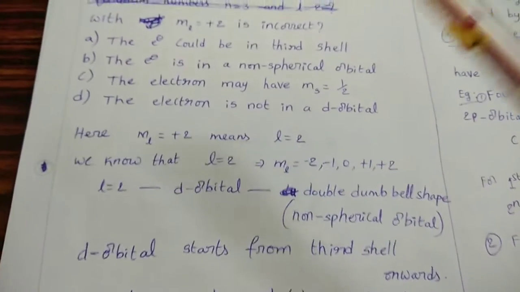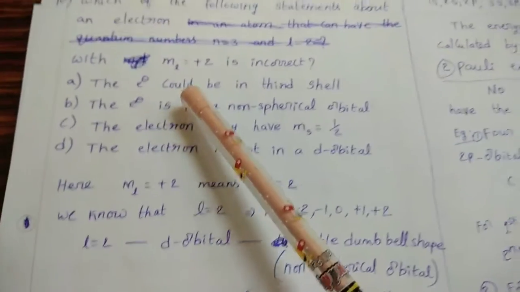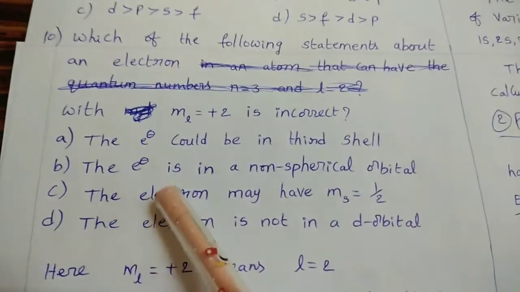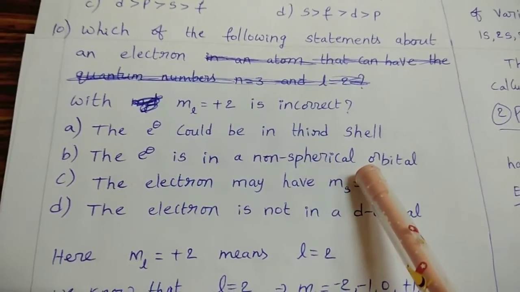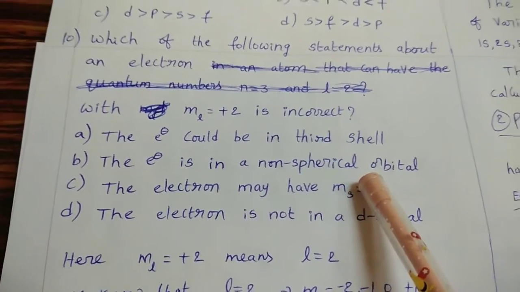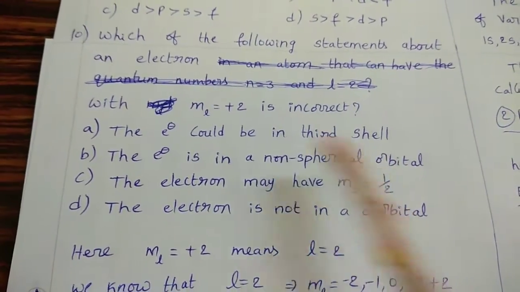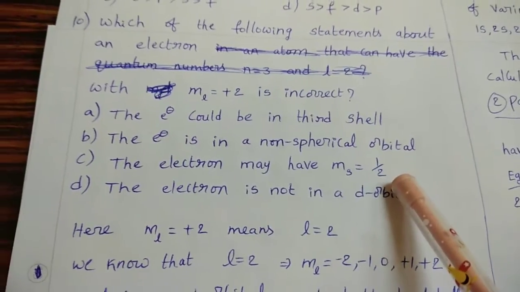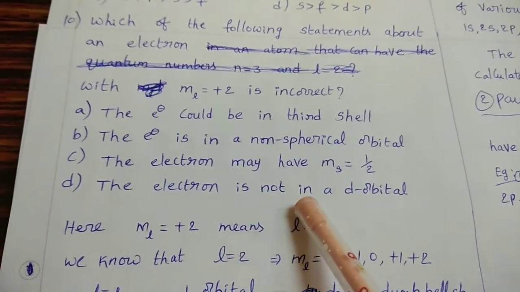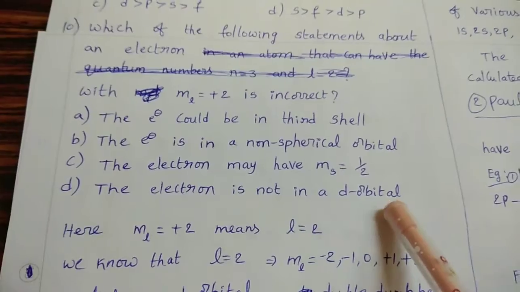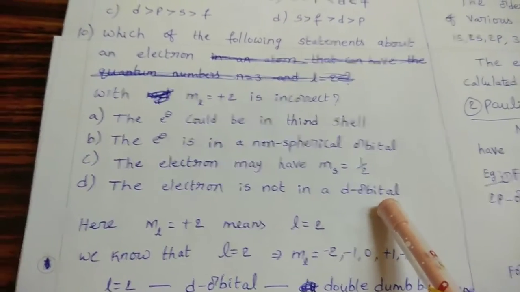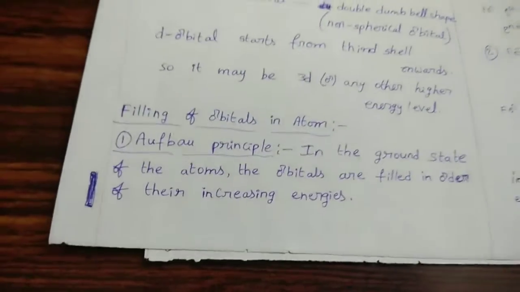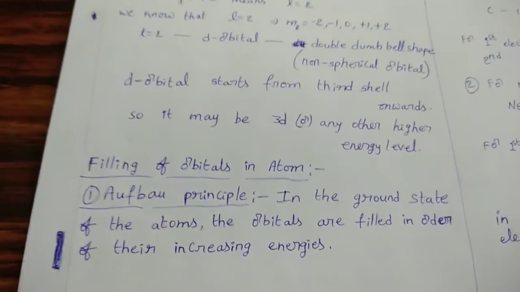Now see the options. The electron could be in the third shell. That is correct. The electron is in a non-spherical orbital. That is also correct. The d orbital shape is double dumbbell, which is a non-spherical orbital. The electron may have spin quantum number ms equal to plus half. That is correct. The electron is not in a d orbital. This is wrong. So this is the answer for this question, the incorrect statement. Next. See the next one. So these are questions related to energy of orbitals.